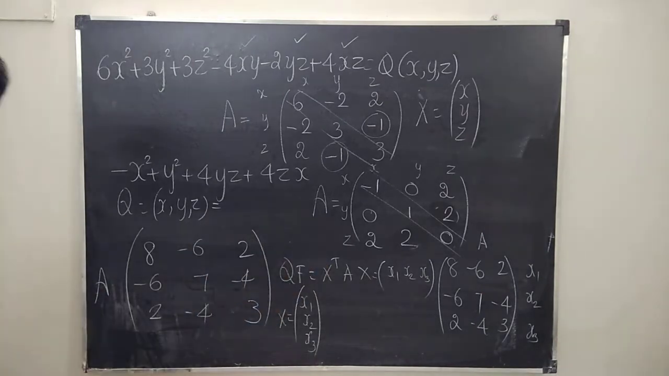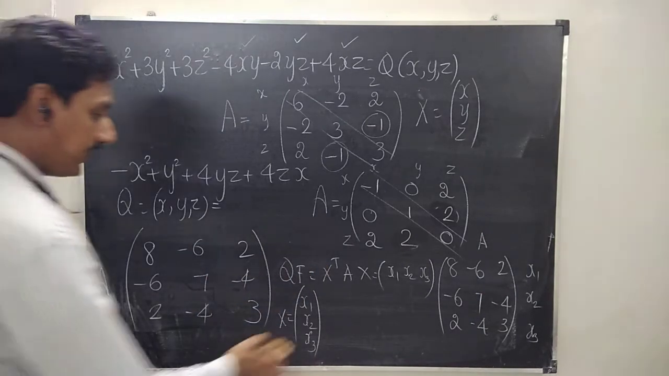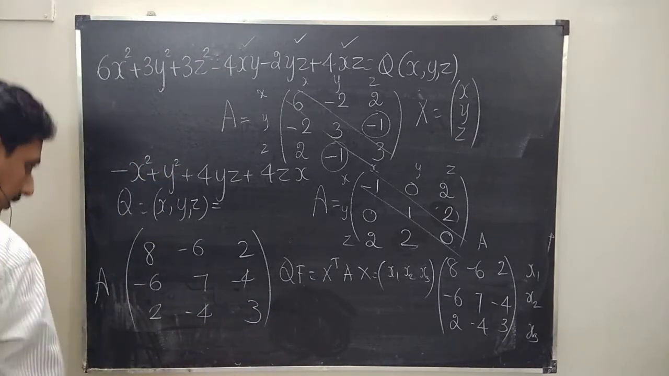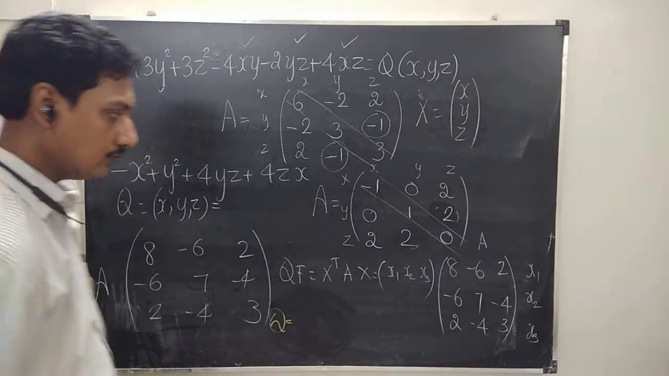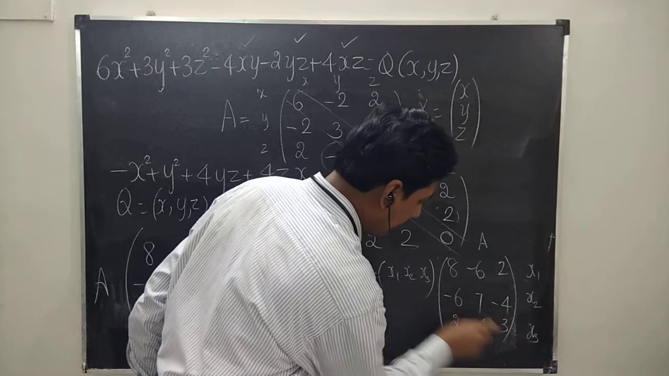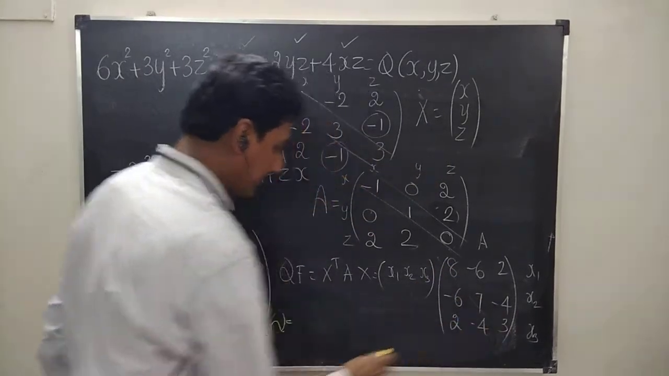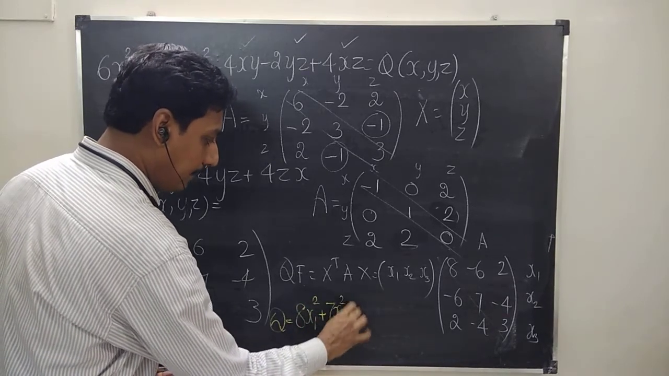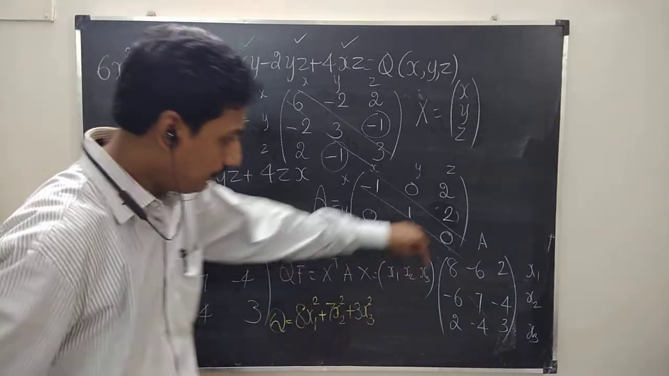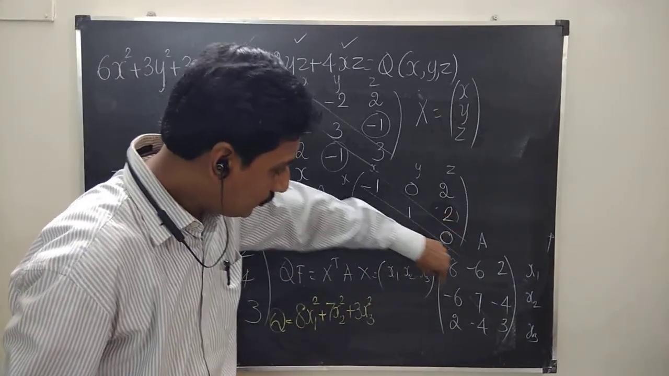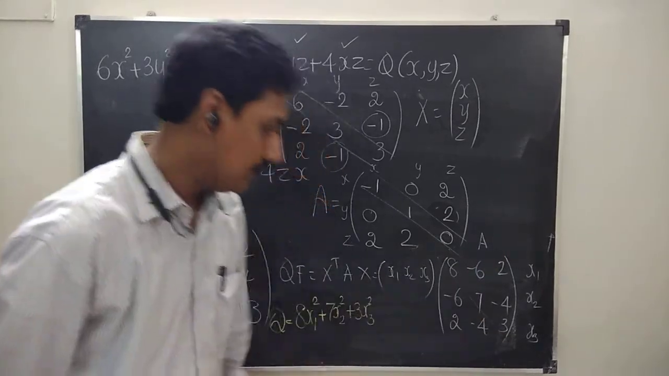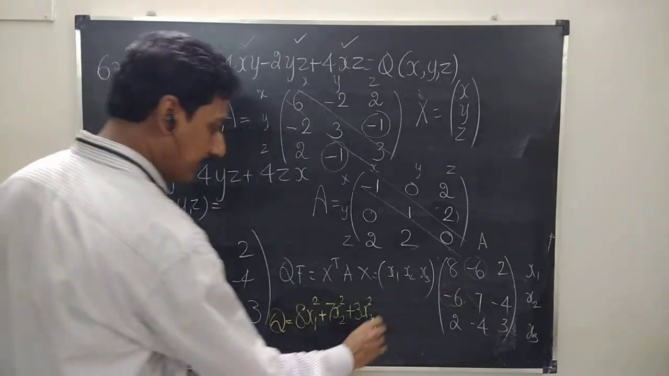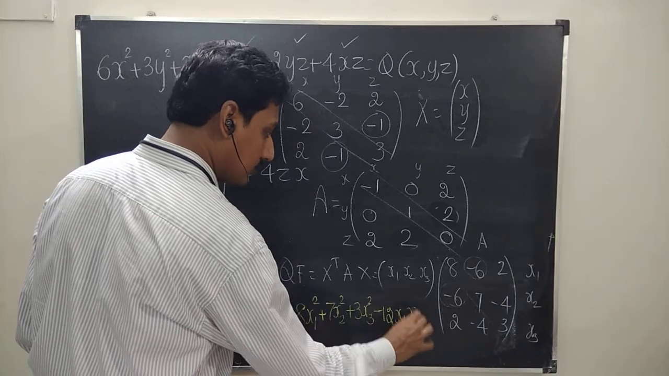Let us write the equivalent quadratic form. For this, it is a very easy one. Q is equal to, the diagonals will give the x1 squared, x2 squared, x3 squared. So it is 8 x1 squared plus 7 x2 squared plus 3 x3 squared. So x1 into x1, 8, x2 into x2, 7, x3 into x3 is 3. What about the coefficient of x1, x2? It is minus 6. So minus 6 plus minus 6, minus 12 x1, x2.